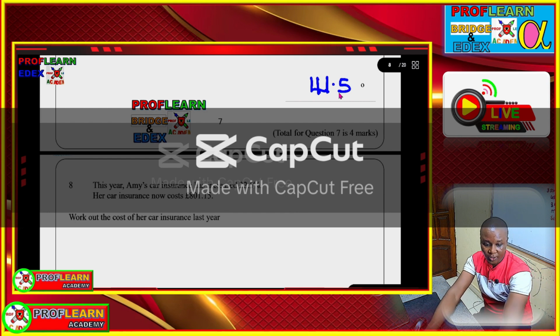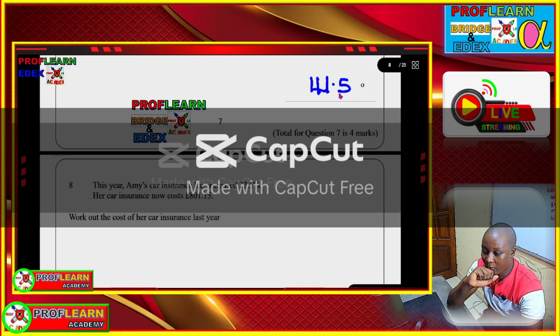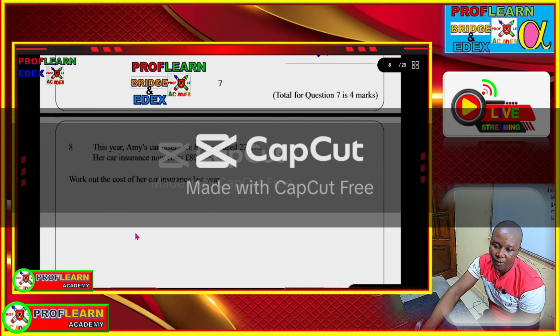So there are two different ways you can work out this question. We can use the appreciation formula, which is amount is equal to principal into 1 plus r over 100 raised to power n, or you can work it out by saying initially it was 100%, now it's 122.5%. So there are different ways we're going to work it out. So we shall work it in the two methods.